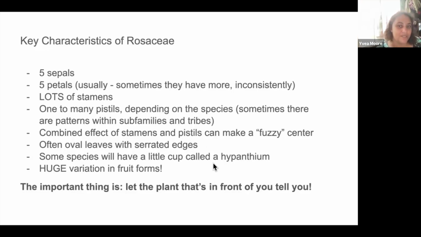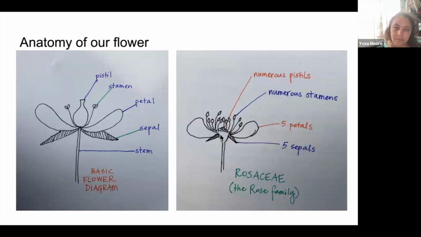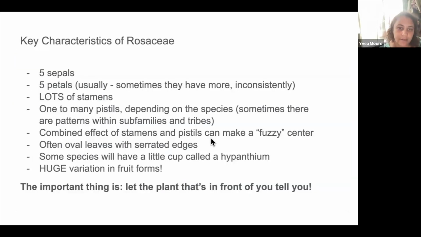And some species will have a little cup called a hypanthium. That's here. I'll actually go back for a moment. Again, I don't think that I drew this completely well, but this little cup right here would be called a hypanthium. So you'll see that more in some of the others. And there's a huge variation in fruit forms, which is why we talked about the ovary a moment ago and about the pistil. The important thing is to let the plant that's in front of you tell you.